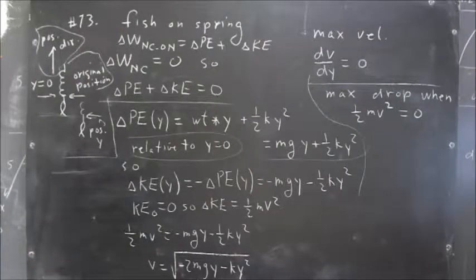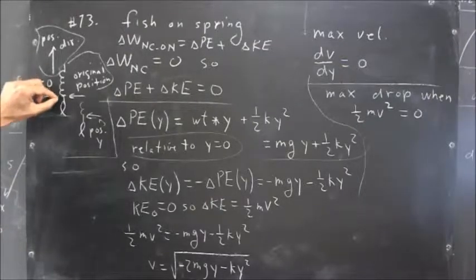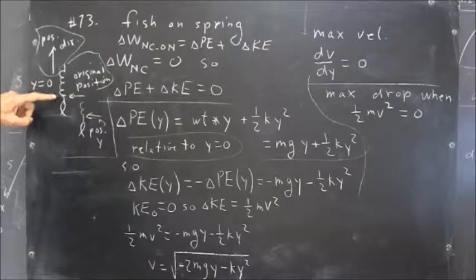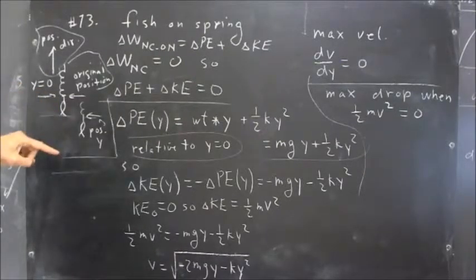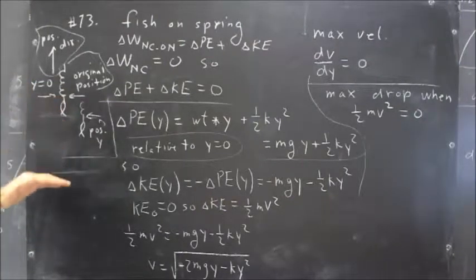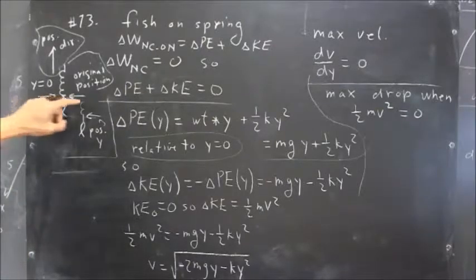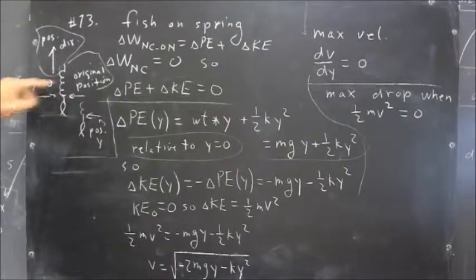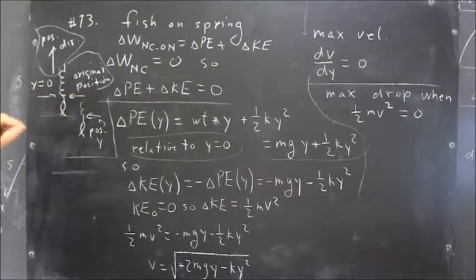Problem 73 on the homework was the problem of the fish on the spring. We attach a fish to an initially unstretched spring, and then we release it. So the fish will descend down to some position and it'll come back up. The original position we're going to take to be y equals 0. That's the original position. The spring is unstretched.